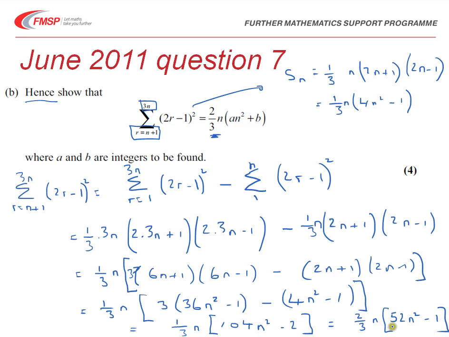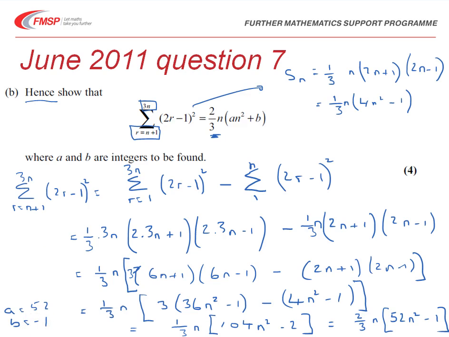There we are, that's the question finished. So we found a and b, the integers. We could quote at the end that a is equal to 52 and b is equal to negative 1. So just quoting, a is equal to 52, b is equal to negative 1.